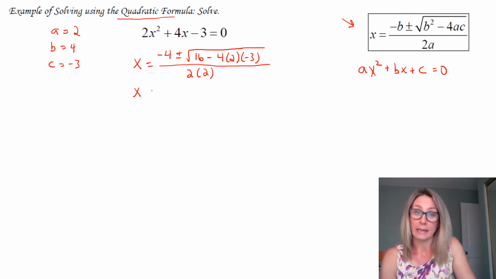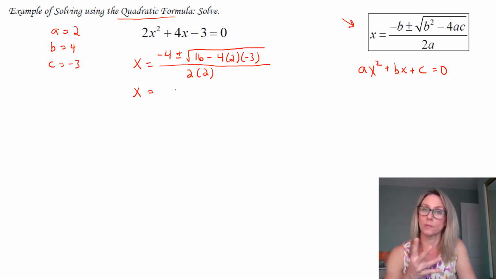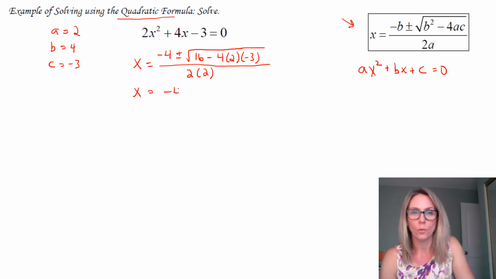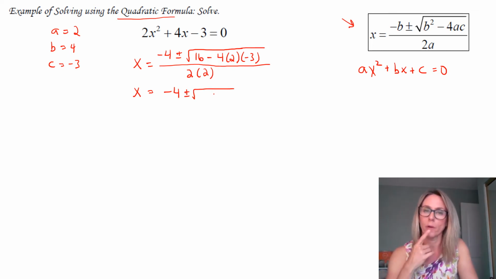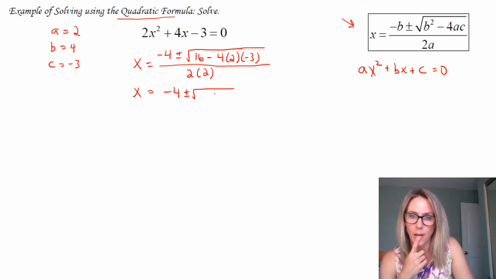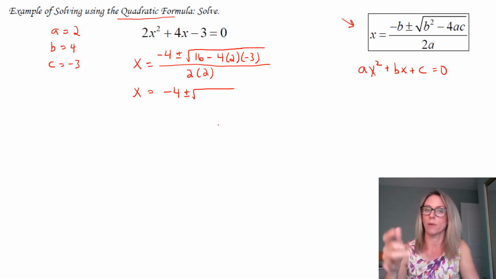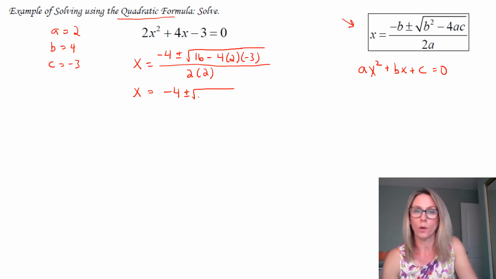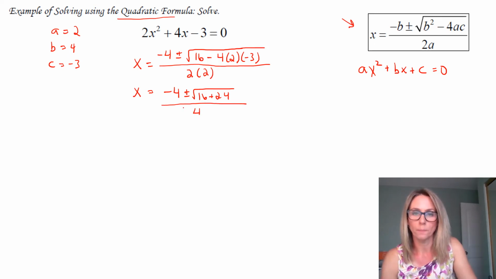And we don't leave it like that. That is still too rough. We're going to simplify. Typically that involves combining what we have underneath the radical. Notice we're going to have 16, and then 4 times 2 times 3 is 24. That's a negative and a negative, so that's a plus 24. So we're going to have 16 plus 24, all over 2 times 2, which is 4.